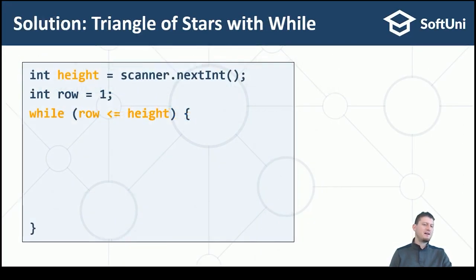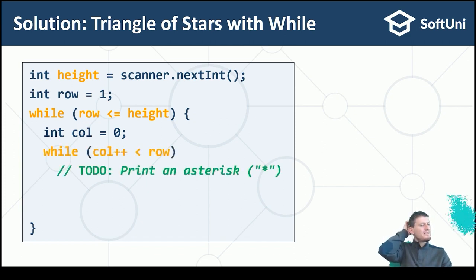This is an example. We read a variable called height, which means how many rows we have. We start from row 1 until row height. Row 1, 2, 3, 4. We start from column 0 and we have this. Oh, this is something interesting.